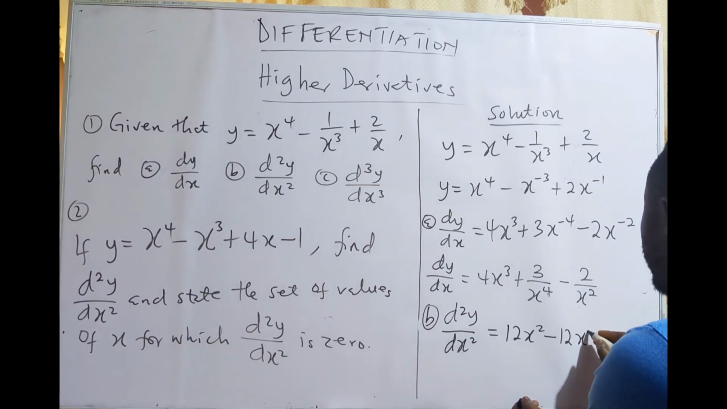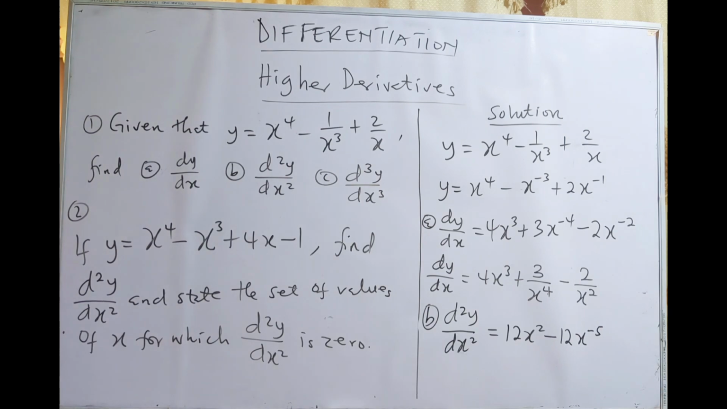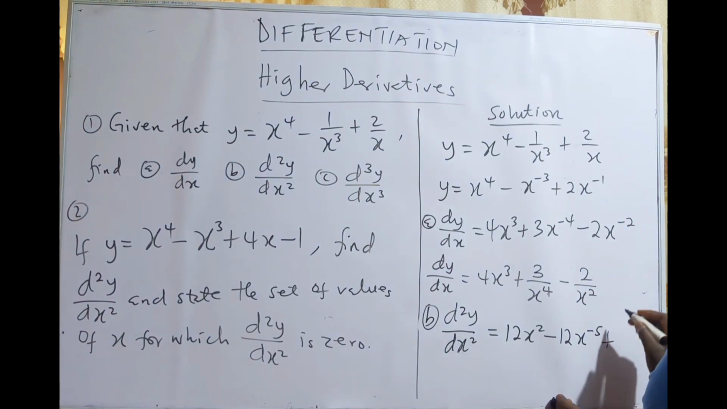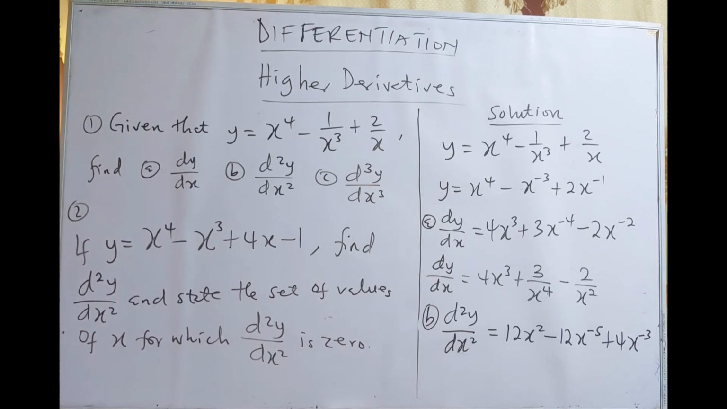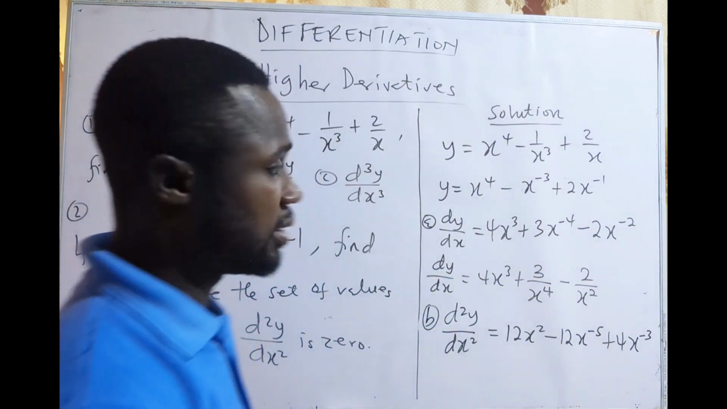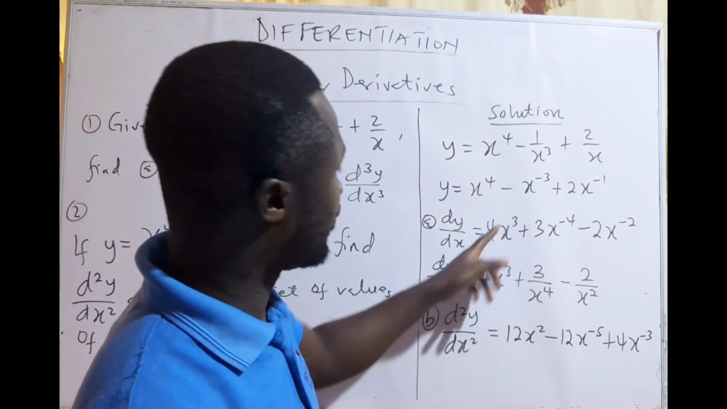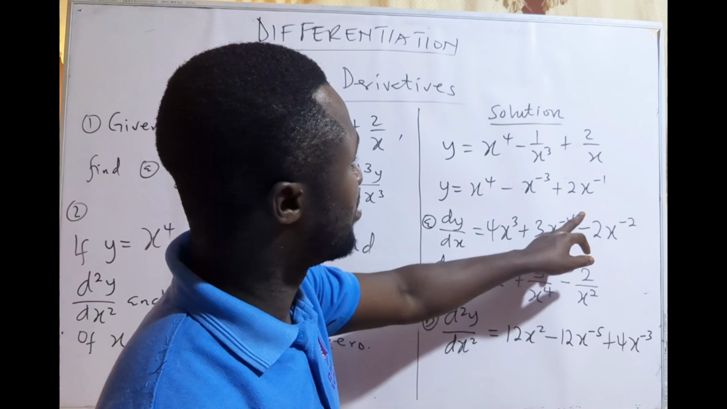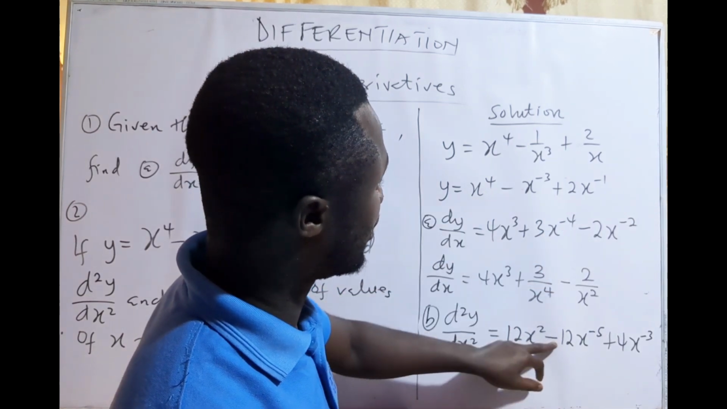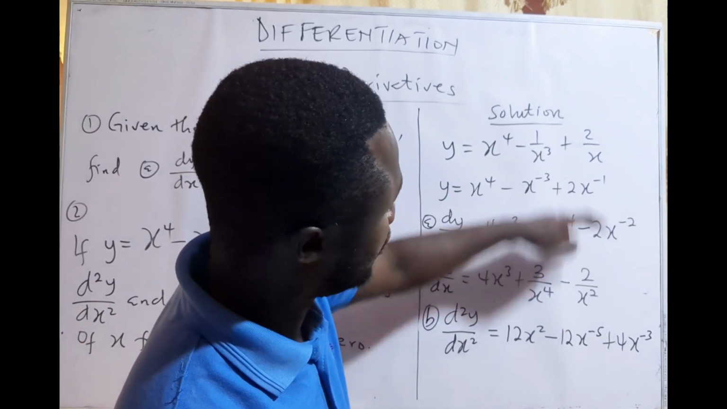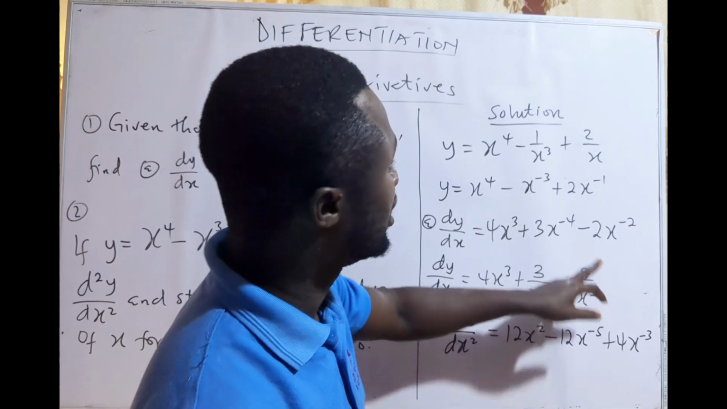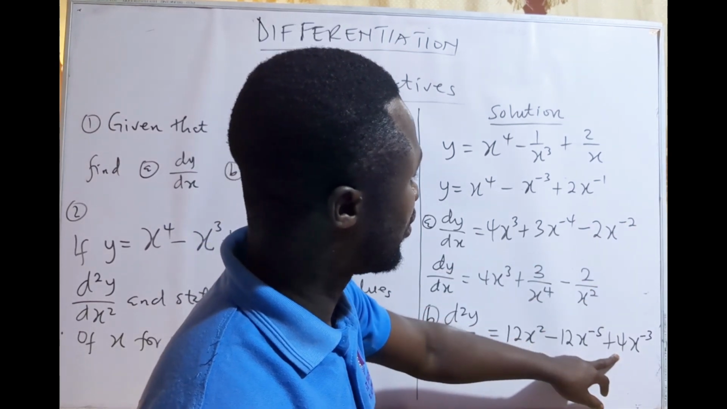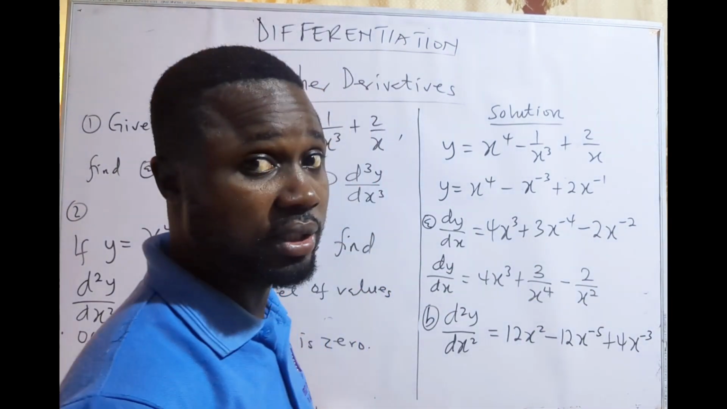x exponent minus 5. Then minus 2, multiply the 2 here to what? Positive 4, x exponent minus 3. So let's see, 3 times 4 is 12, then x exponent minus 3 minus 1 gives me 2. Then minus 4 times 3 will give me what? Minus 12. Then x exponent minus 1, that is minus 5. Then minus 2 times minus 2 will give me positive 4, then x exponent negative 3.